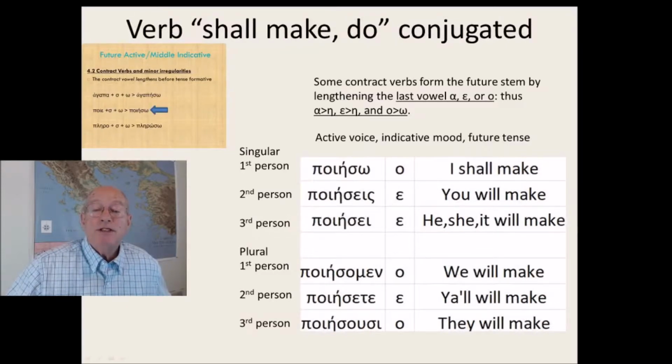And now we'll look at the future. What happens is that the epsilon becomes an eta. You add the sigma, and then you add the appropriate active voice indicative mood, present tense endings. Poieso, poieses, poiese, poiesomen, poiesete, poiesusi.